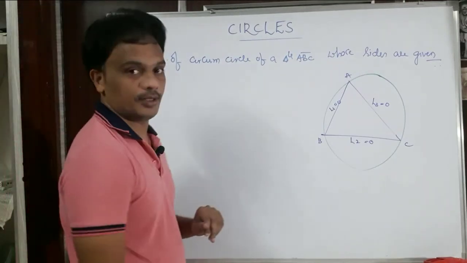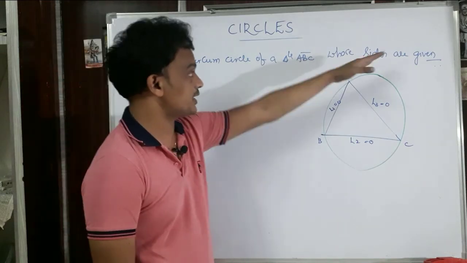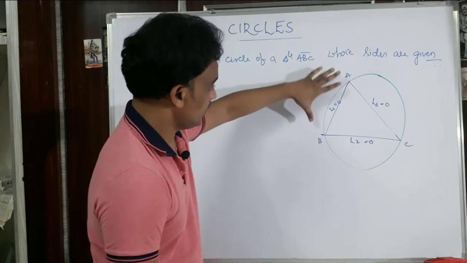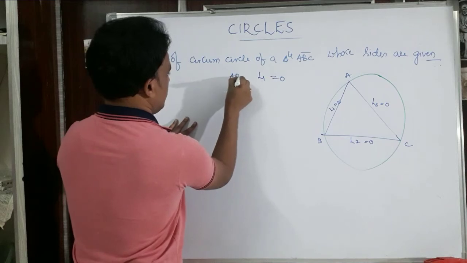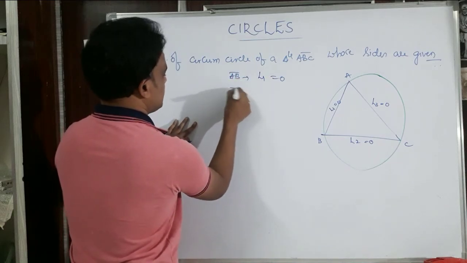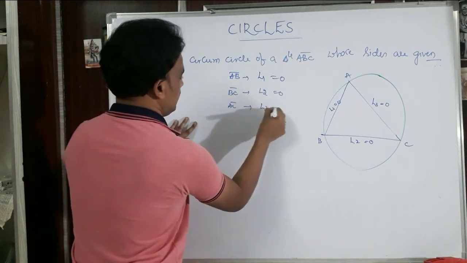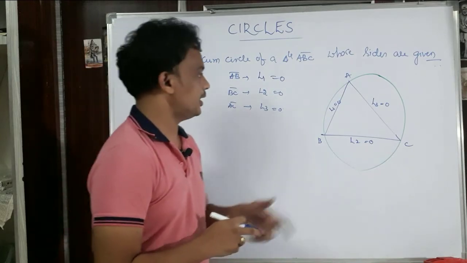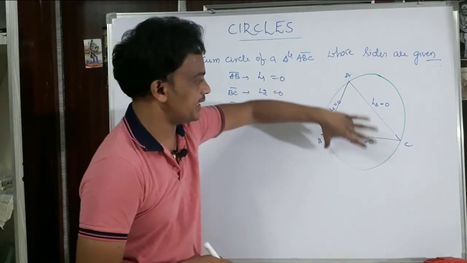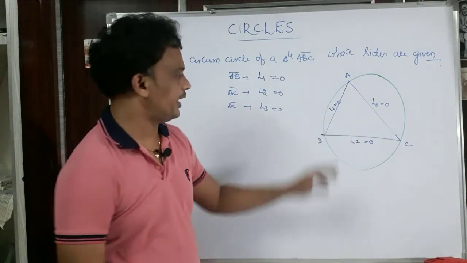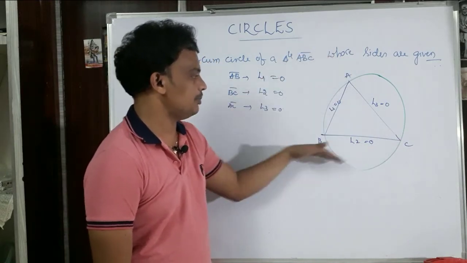One more important thing is the equation of the circumcircle of a triangle ABC whose sides are given. The equation of side AB is L1 equals 0, the equation of side BC is L2 equals 0, and the equation of side AC is L3 equals 0. Here they are not giving the vertices, so the common approach is finding the points of intersection, solving the three equations to get the points A, B, C.